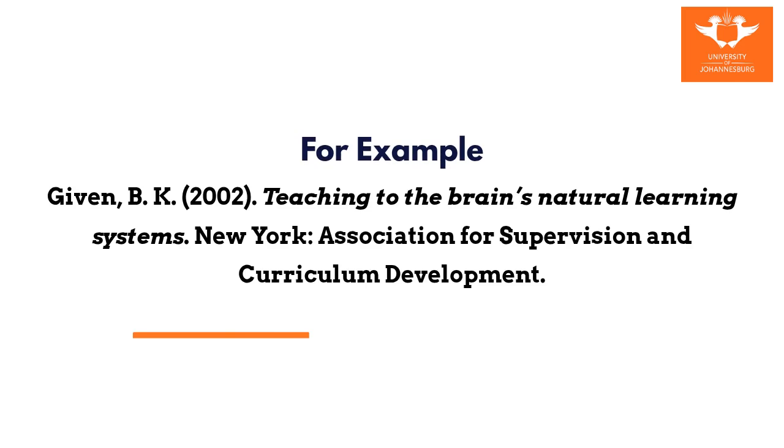Given, B.K., 2002. Teaching to the Brain's Natural Learning Systems. New York, Association for Supervision and Curriculum Development. Let's break it down step by step. Given is the author's last name. B.K. represents the author's initials. 2002 is the year the book was published. Teaching to the Brain's Natural Learning Systems is the title of the book and is written in italics.